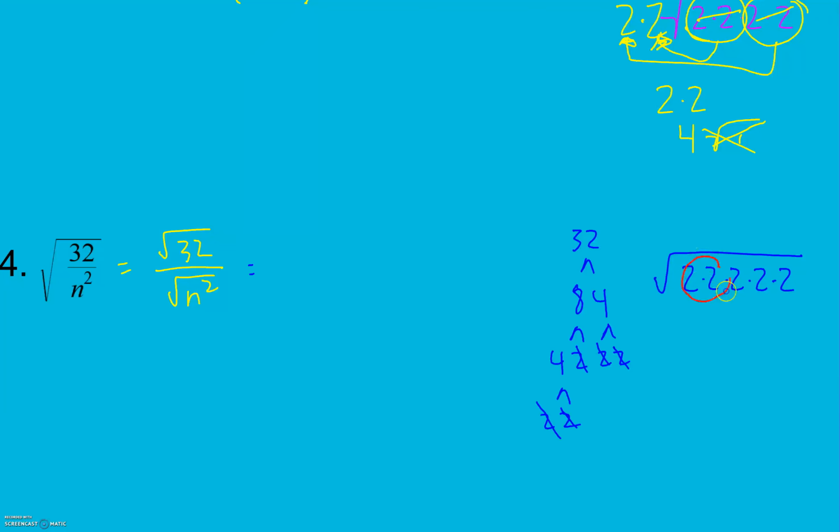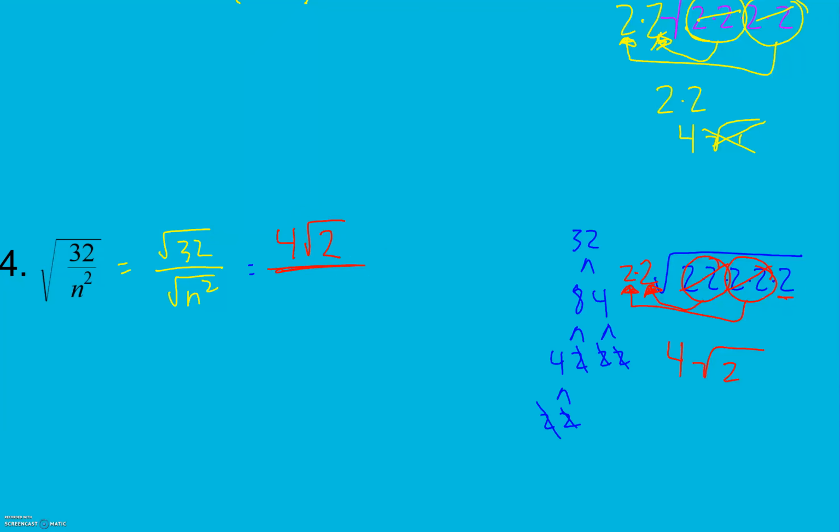I take out any groups that I can. I have a group of 2's that comes out as a 2. I have another group of 2's that comes out as a 2. And I multiply them together. 2 times 2 is 4, and now those are used. Inside my square root, however, I still have a 2. That 2 stays inside my square root. So I have 4 times the square root of 2.